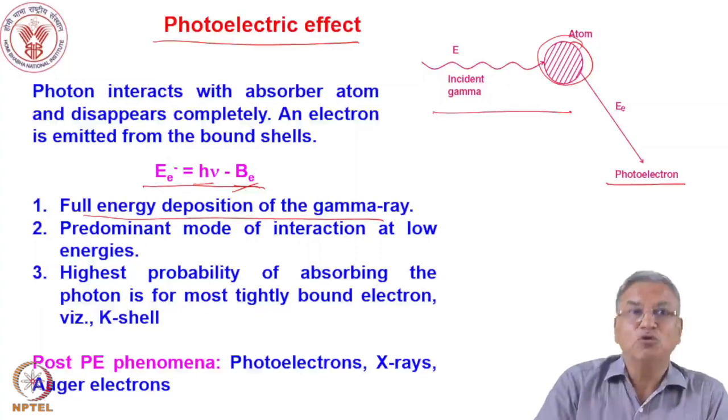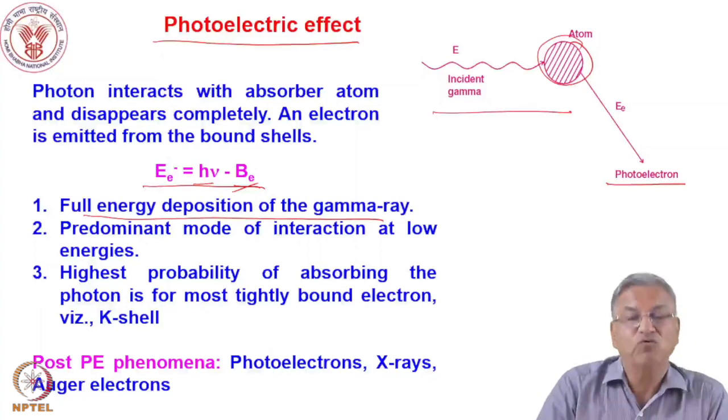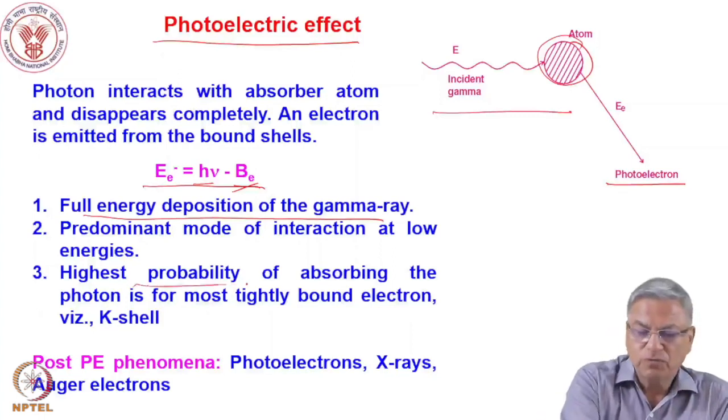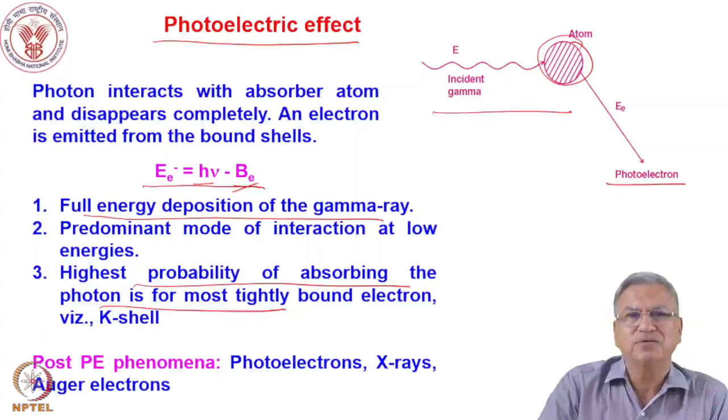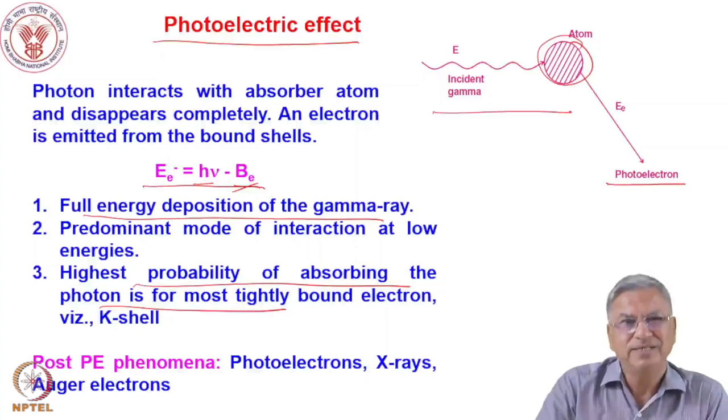The photoelectric effect is the predominant mode of interaction at low photon energy. As we will very soon see, the cross section for this process depends on the energy of the photon and the Z of the absorber material. And as I mentioned, for momentum conservation, the shell closest to the nucleus is excited, so the electron from the K shell has the highest probability. So the highest probability of absorbing the photon is for the most tightly bound electron, that is the K shell. If the energy of the photon is more than the K shell binding energy, then it is predominantly the K shell electron that is emitted.